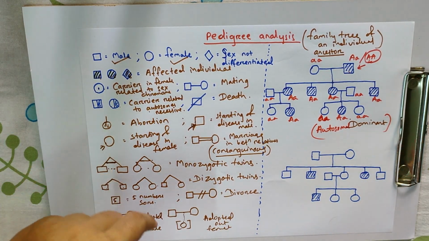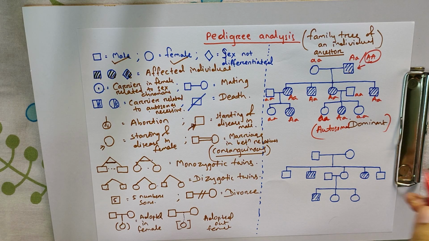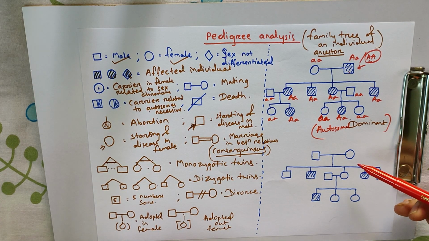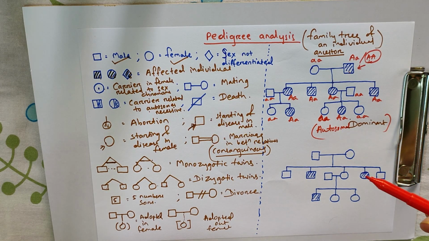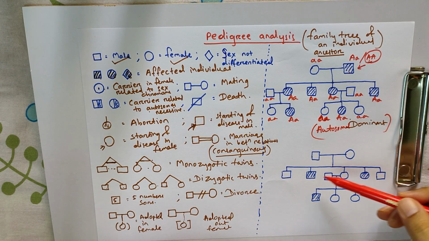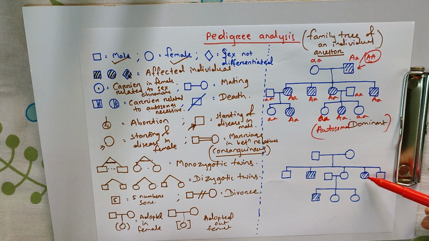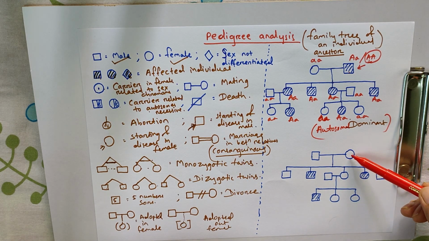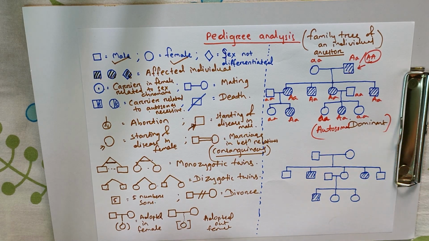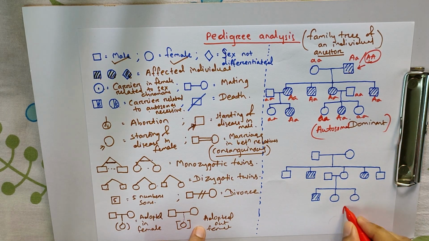In the second problem, determine whether it is autosomal dominant, recessive, or X-linked dominant or recessive. First we should study whether each generation contains affected individuals. This generation does not contain affected individuals, but the next generation contains affected. That means the character is recessive. So the problem first represents a recessive.